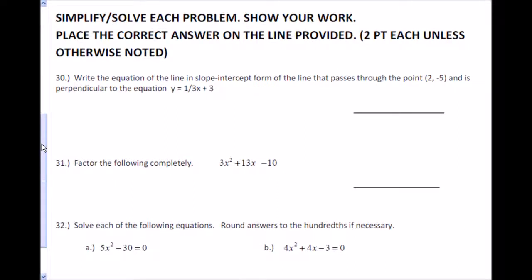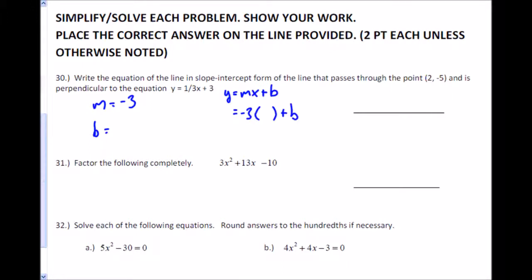For these, we're just asked to simplify each thing. It says write the equation of the line in slope intercept form of the line that passes through the point (2, -5) and is perpendicular to the equation y equals 1/3 x plus 3. So the two things we need are the slope and the y-intercept. Since we're perpendicular, the slope is the opposite reciprocal, which instead of a 1/3, it's going to be a -3/1, which is -3. And then I use a fresh y equals mx plus b.